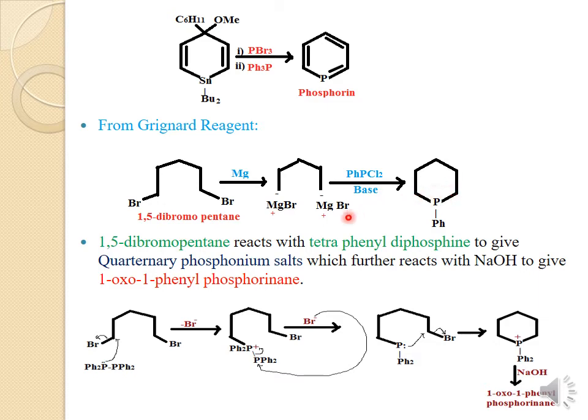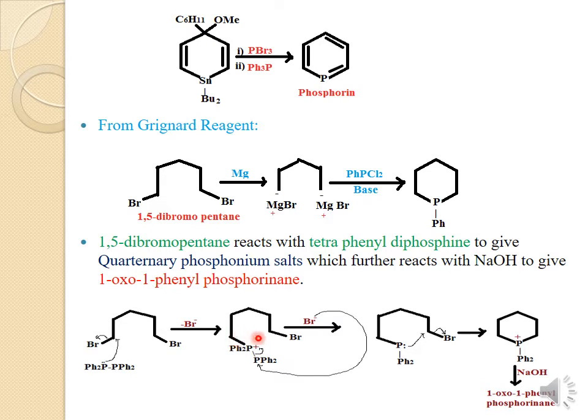All right, then moving on to next reaction, that is your 1,5-dibromopentane. When it is treated with tetraphenyl diphosphine, in the first step, the phosphorus, which is having a lone pair of electrons, will attack the carbon atom, the methylene carbon. Once it attacks the methylene compound, then the bromine, which is acting as a good leaving group, will cleave out, and you will get the quaternary phosphonium salt.